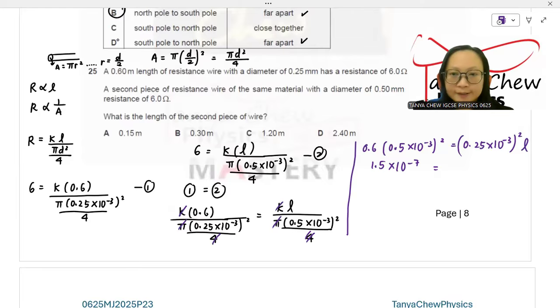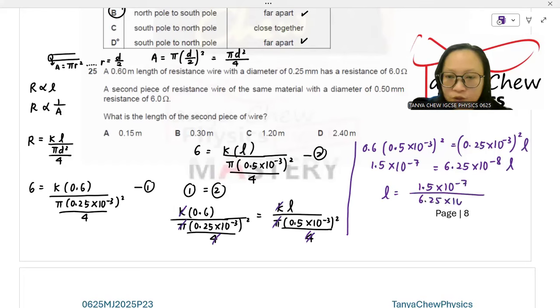Here I got 6.25 times 10 to the power negative 8 L. So L is equal to 1.5 times 10 to the power negative 7 divided by 6.25 times 10 to the power negative 8. Let me do it. 1.5 times 10 to the power negative 7 divided by 6.25, and I got exactly 2.4 meter. D is the answer.